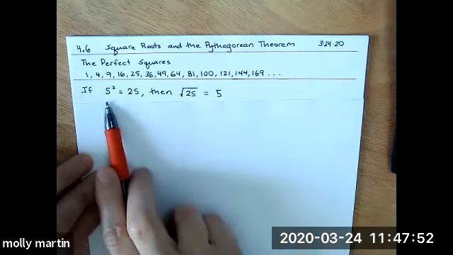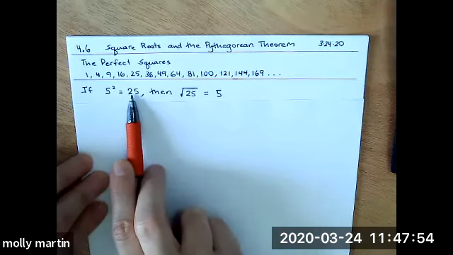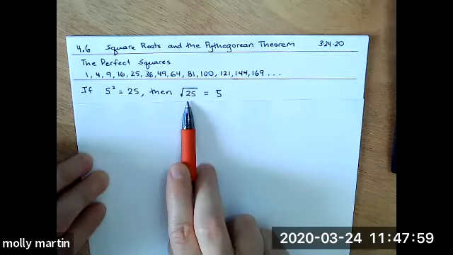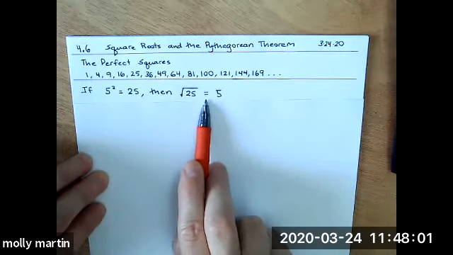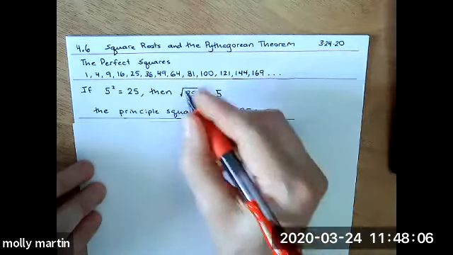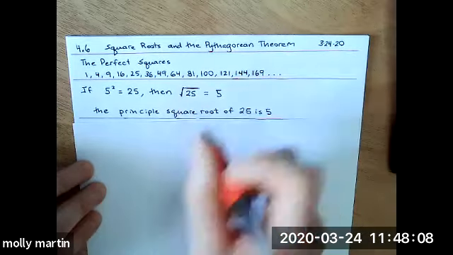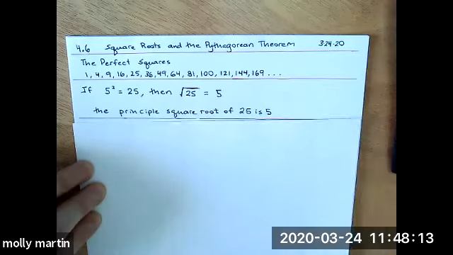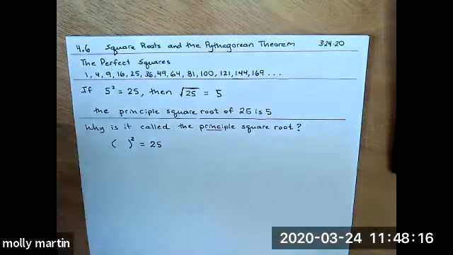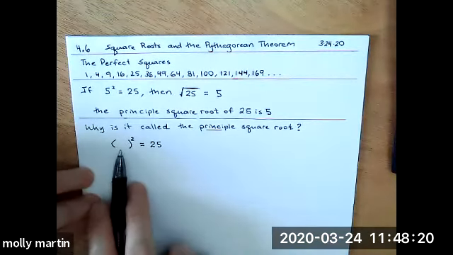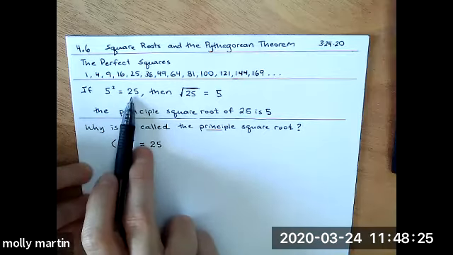So if 5 squared is 25, that means the principal square root of 25 is 5. So this symbol here is called the principal square root. Why is it called the principal square root? Well, can you think of another number that you can square and get 25?